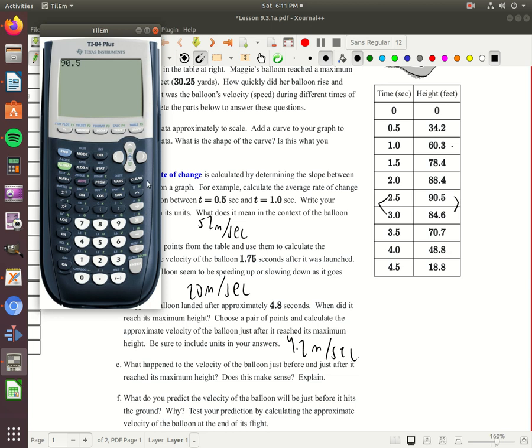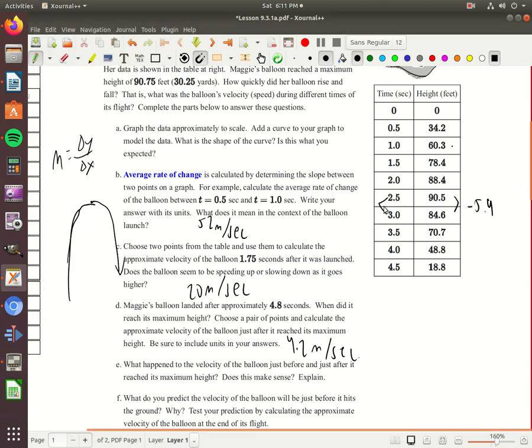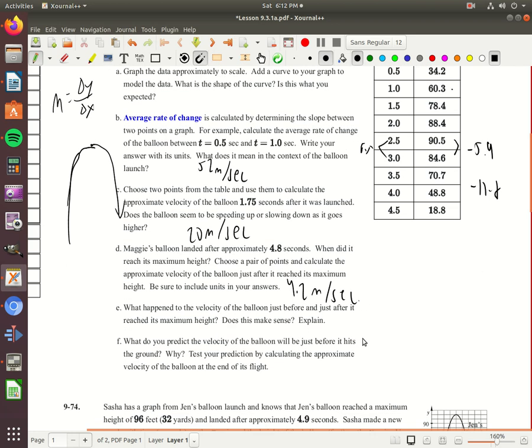All right, so 90.5 minus, I'm sorry, I want to go the change. So I'm going to go this one first. 84.6 minus 90.5. So it went down 5.9. And then this went up a half. So if I divide that, I get like negative 11.8. So you can see it's starting to drop. So it goes from positive to negative. And yeah, that does make sense because now it's dropping to the ground.